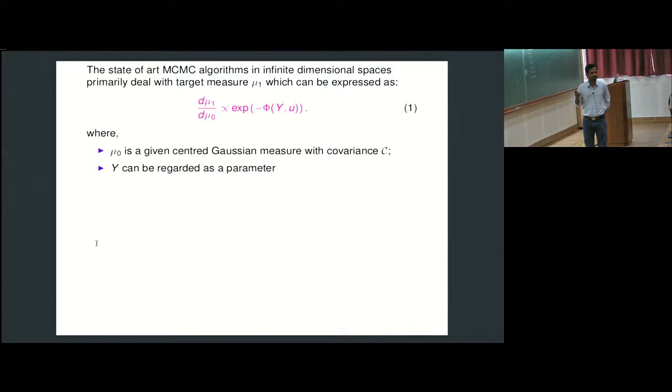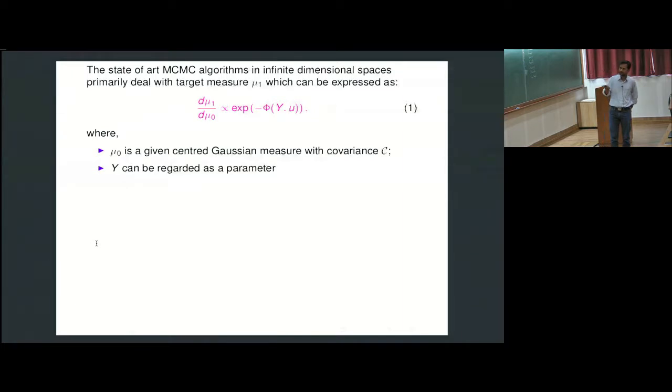If I'm talking about a target measure, I should also say something about the space on which it is supported, right? So I will mostly be restricting myself to Hilbert spaces, okay? Separable Hilbert spaces so that I have a basis. And mu naught will be a Gaussian measure which is supported on that Hilbert space with appropriate covariance. And it has to be supported on the Hilbert space, therefore the eigenvalues of C must be summable. Okay, so it's a trace class operator.